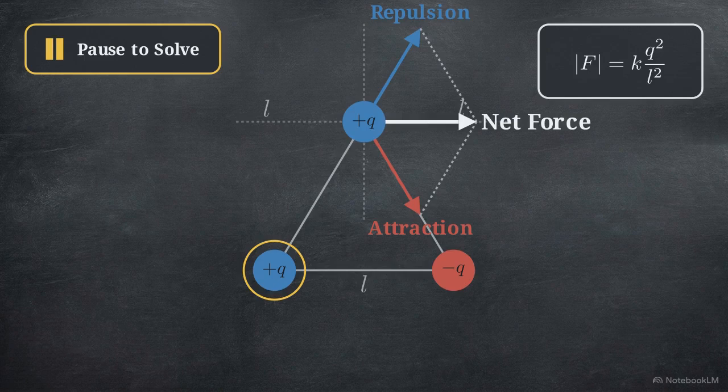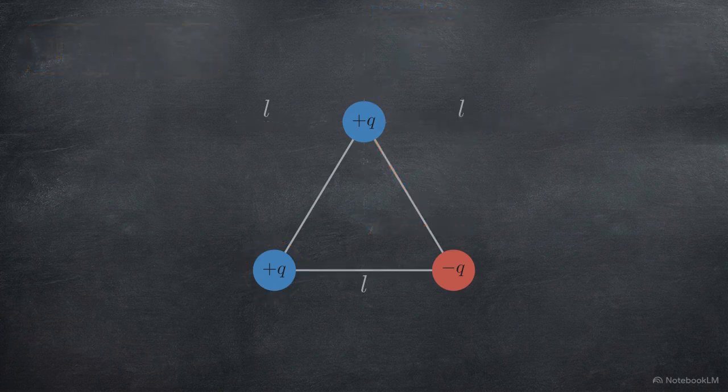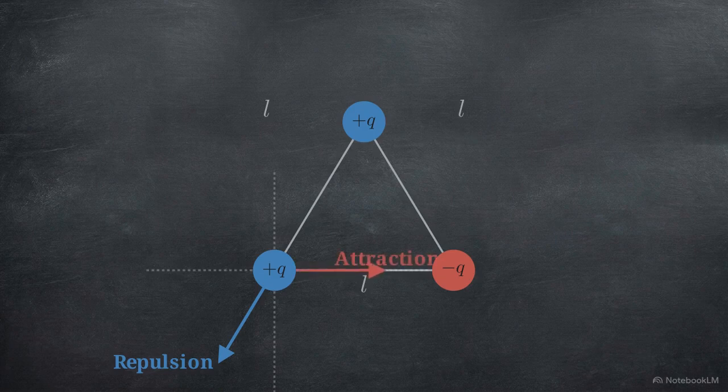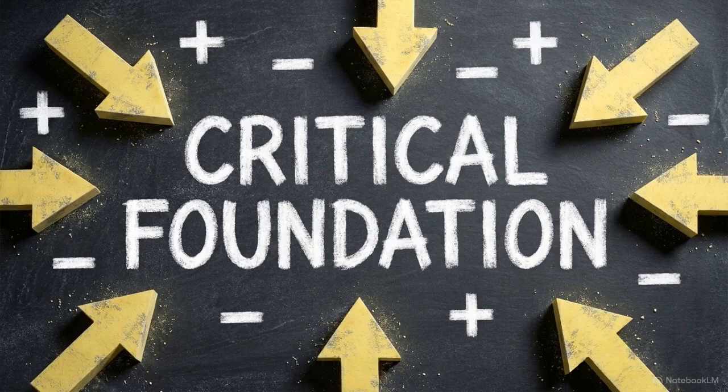Let's reveal the solution. First, the top positive charge repels the bottom left charge, pushing it downward and to the left. Second, the negative charge at the bottom right attracts the bottom left charge, pulling it horizontally right. Applying the parallelogram method to these two forces results in a net force vector that points down and to the right. Accurate vector addition depends entirely on correctly identifying those initial directions based on the signs of the charges.